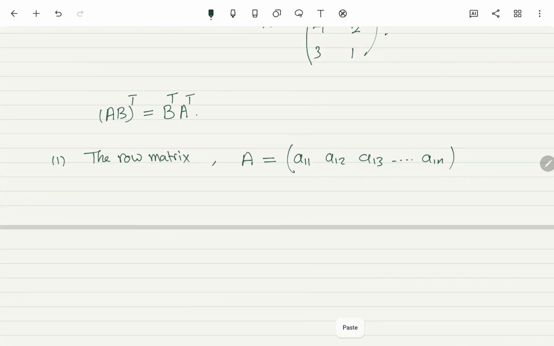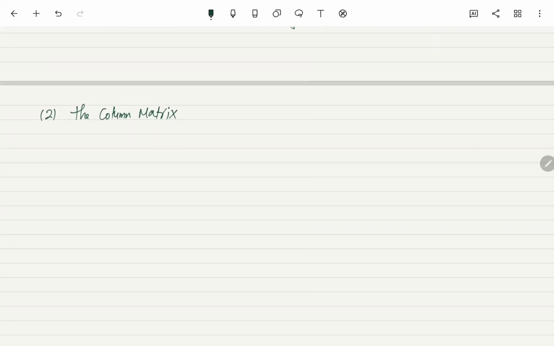And as long as we have the row matrix, we also have a column matrix. Again, from its name, it's a matrix that contains only one column, like this one here, A equals A11, A21, A31, until An1.